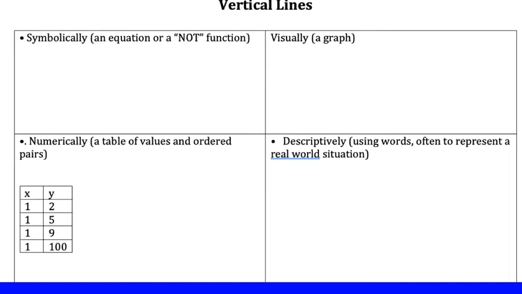Everyone, it's Coach Fred, and today I'm going to be going over vertical and horizontal lines, a topic we have spent a lot of time working on. This is just a review. I want to talk about how we can look at vertical lines 4 different ways, okay?